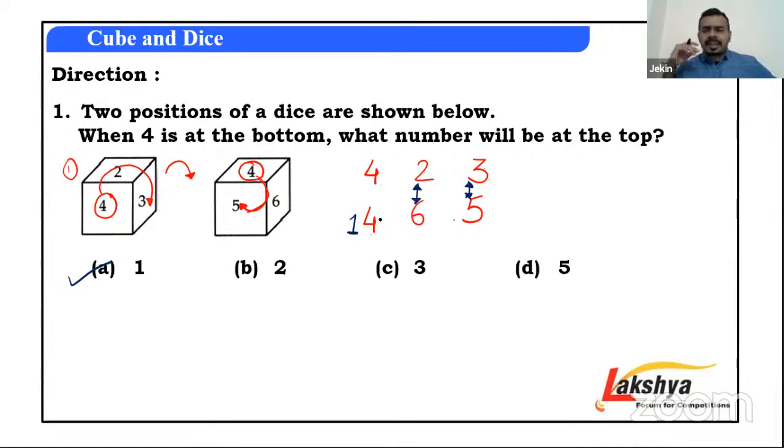Now let them ask any question in the exam. When 2 is at the bottom, what number would be at the top? You have the answer, 6. When 3 is at the top, what number would be at the bottom? You have the answer, 5. हो गया, solved. Any question उनको जो पूछना है पूछने दो. The methodology will remain the same.